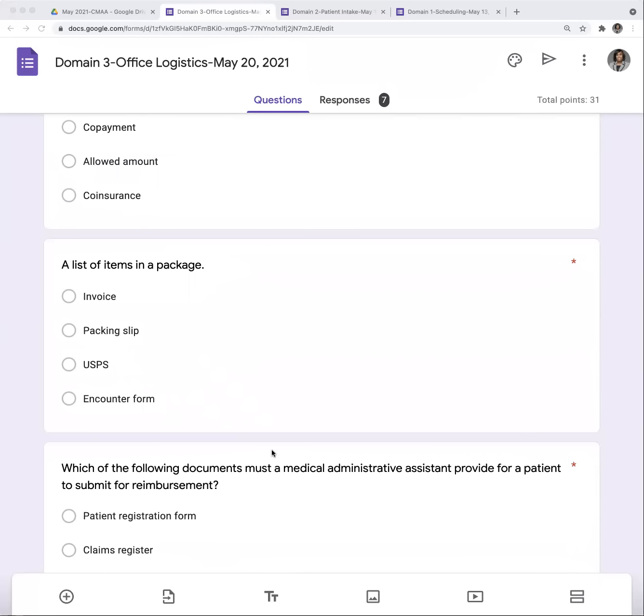A list of items in a package. Invoice. Packing slip. I would get invoice. Invoice is asking for you to pay it. That's right. It's a list of items in a package. And they aren't sending y'all anything nowadays unless you pay up front.